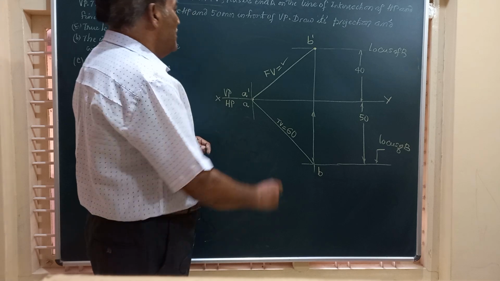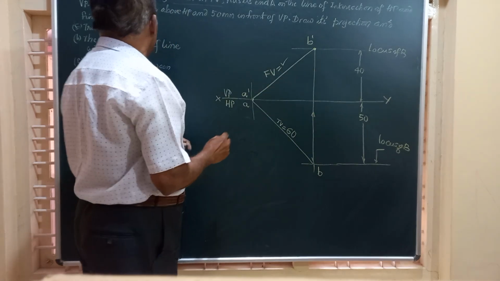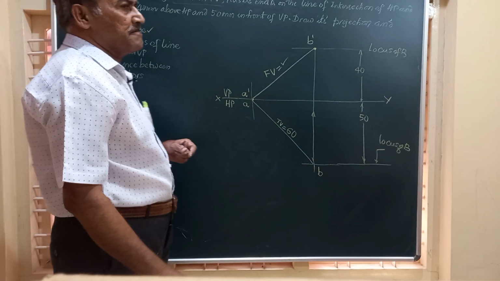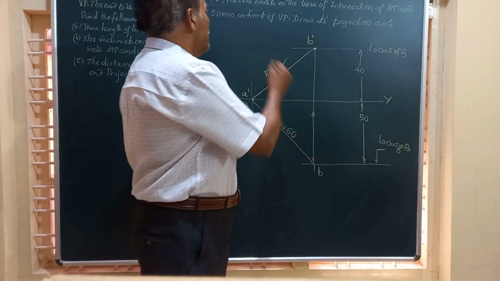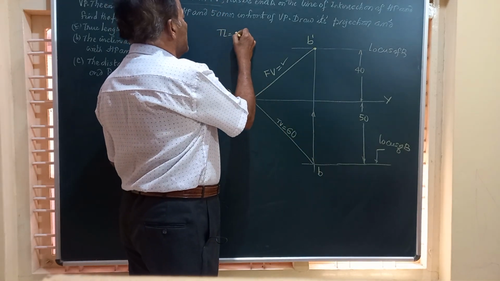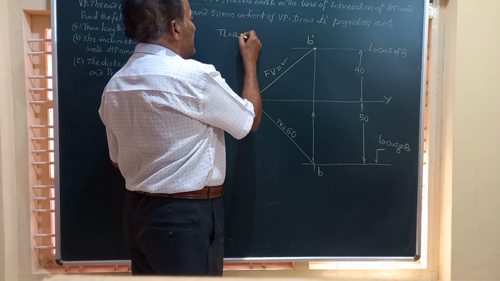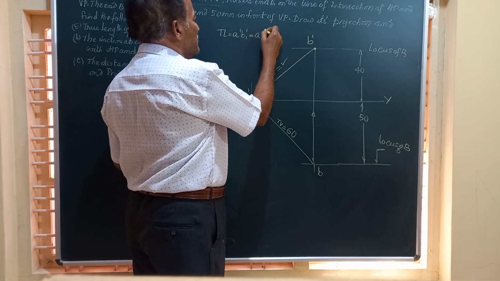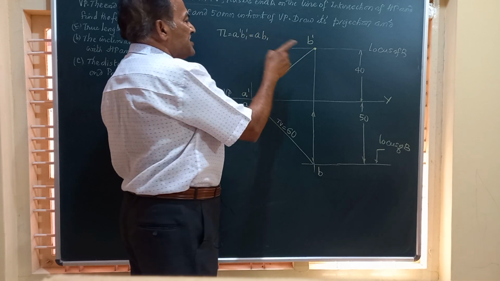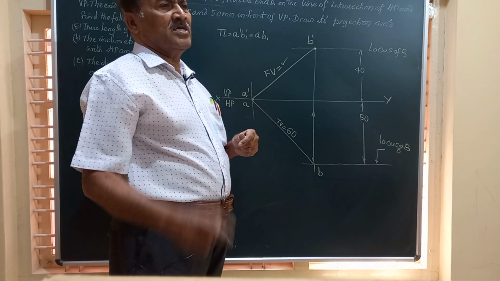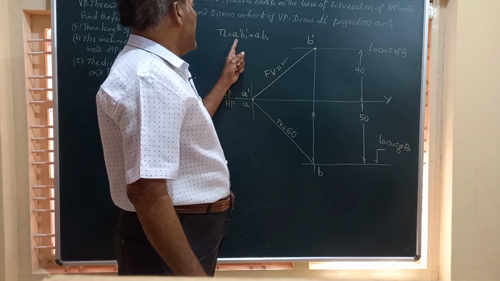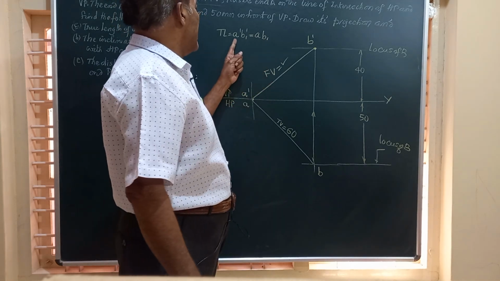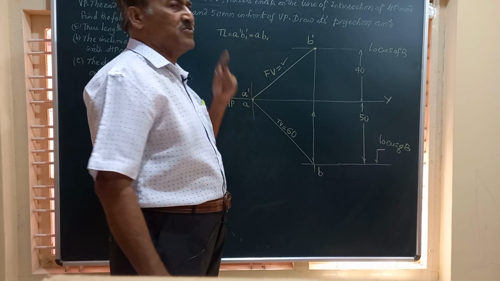Let's see how to find out. So after getting this projection, we need to obtain the following. Number one, the true length of the line. True length of the line is represented by A dash B1 dash in the front view, which is also equal to AB1 in the top view. If the line is AB, you are going to have it like this. If the line is PQ, it is going to be P dash Q1 dash equal to PQ1. If the line is MN, M dash N1 dash is equal to MN1.